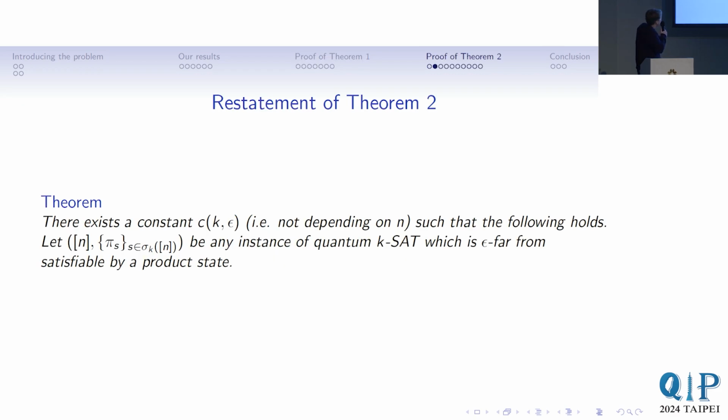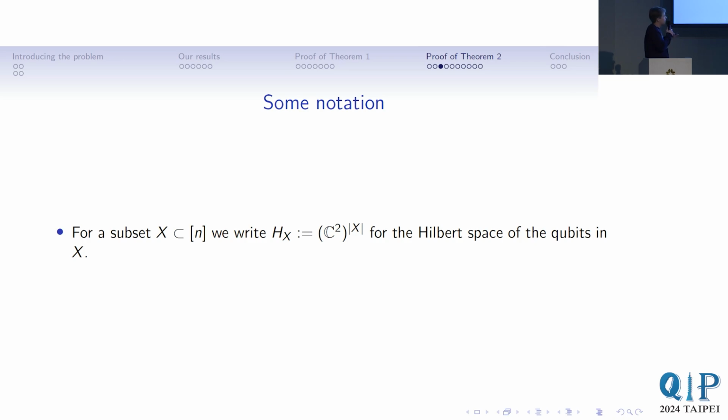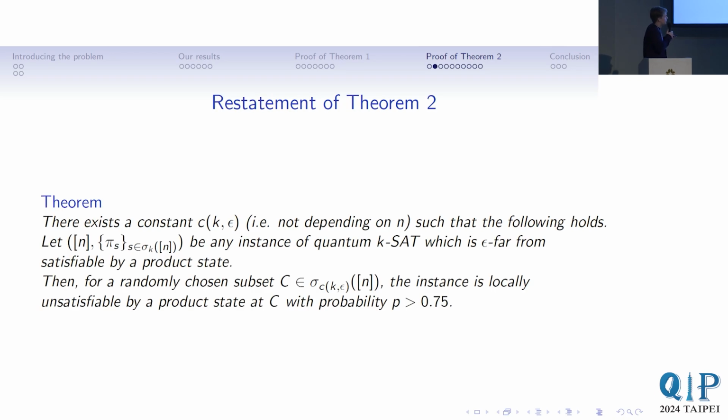So theorem 2 is, just to remind you, there exists some constant not depending on n, such that the following holds. If you've got an instance of quantum k-sat which is epsilon far from satisfiable by product state, then a randomly chosen subset of this size will be locally unsatisfiable by a product state with high probability. So the proof of this closely follows the proof of Allen-Shapiro, but we weren't able to directly take everything from the proof of Allen-Shapiro, as we'll see. It was slightly non-trivial to quantize.